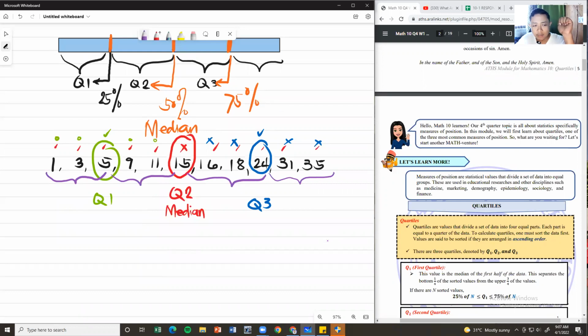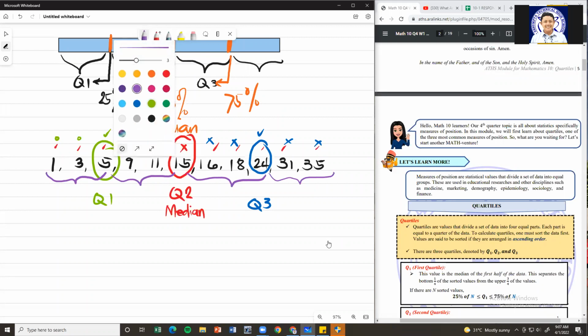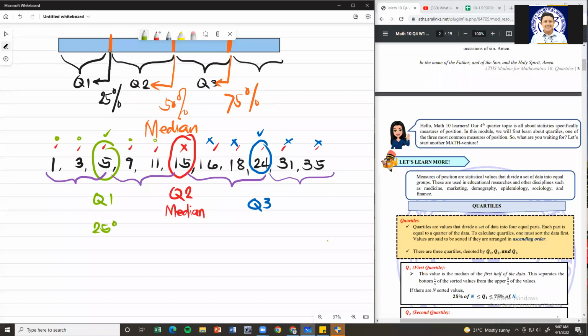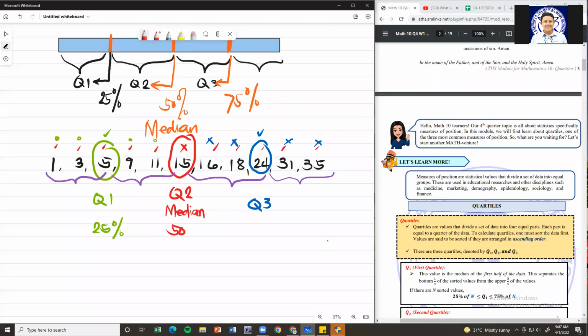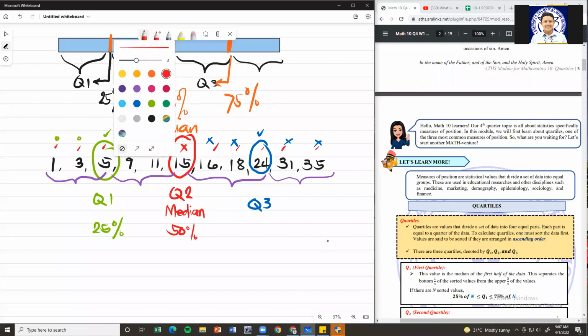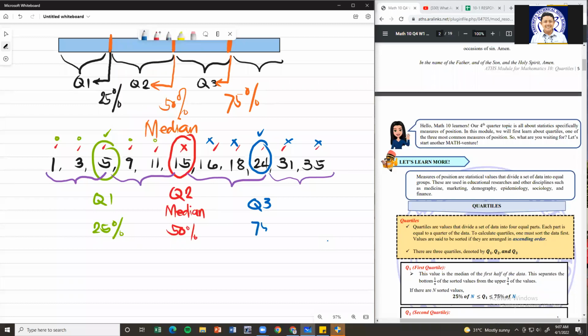So again, what percentage of the scores is the first quartile? What percentage of scores is the quartile 1? It's 25%. What about quartile 2? Okay, correct. What about quartile 3? Very good. So quartile 1 is 25%, quartile 2 is 50%, and quartile 3 is 75%.